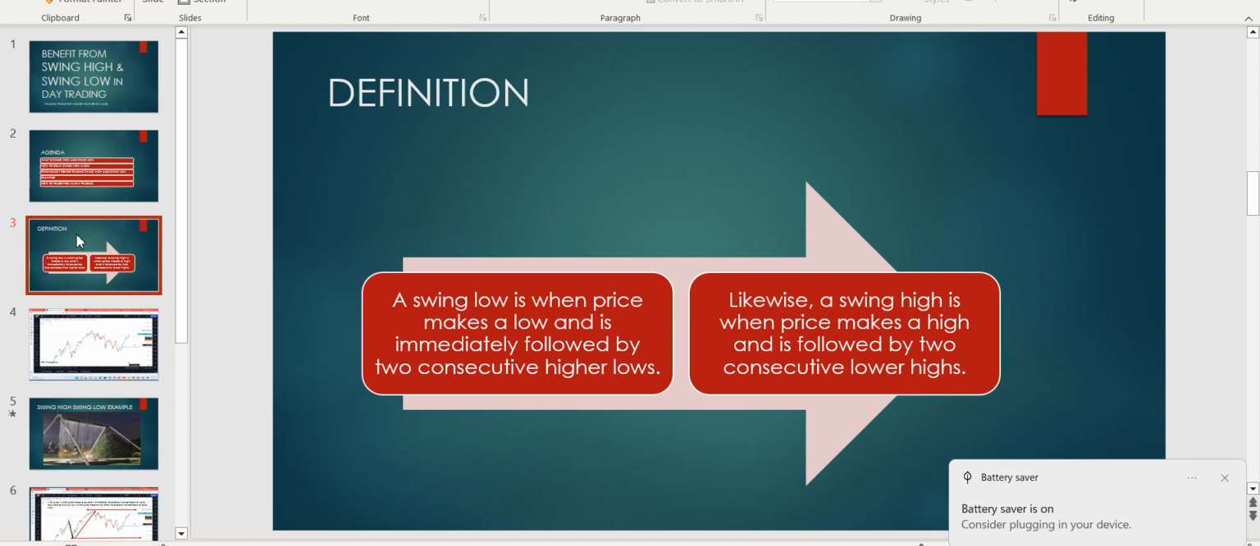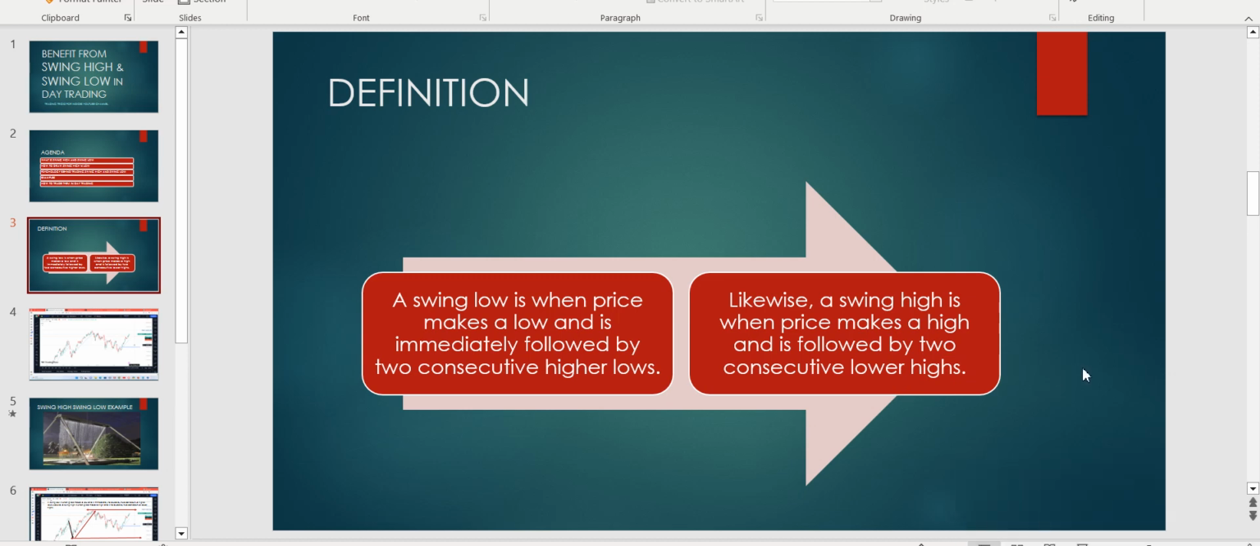A swing low is when price makes a low and is immediately followed by two consecutive higher lows. Likewise, a swing high is when price makes a high and is followed by two consecutive lower highs. Did you understand anything about these definitions? No, right? So I'm here to simplify these things for you.